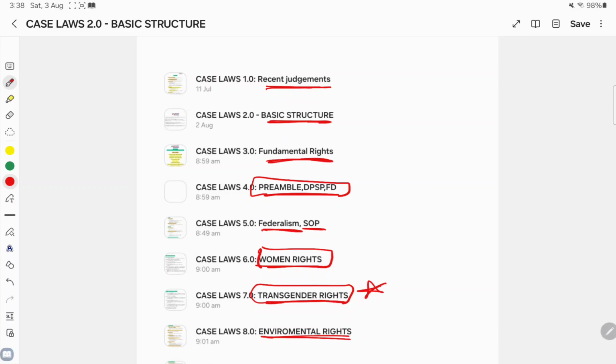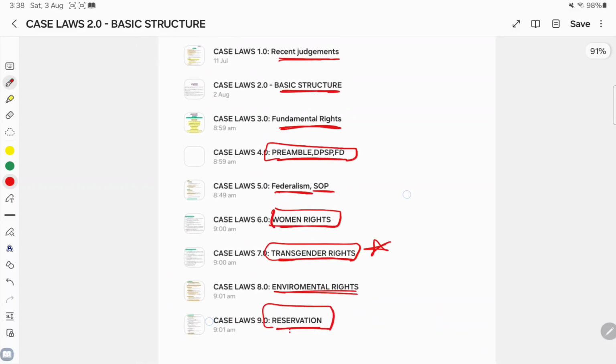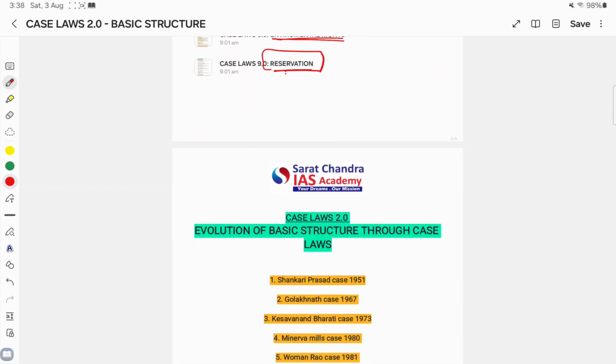Then environmental rights, on which UPSC has already asked a question. Similarly, reservation is also in the news, so we'll cover important Supreme Court judgments related to these themes. In today's class, we will see the different Supreme Court judgments related to the evolution of the basic structure. So we will see the evolution of the basic structure through the different case laws.